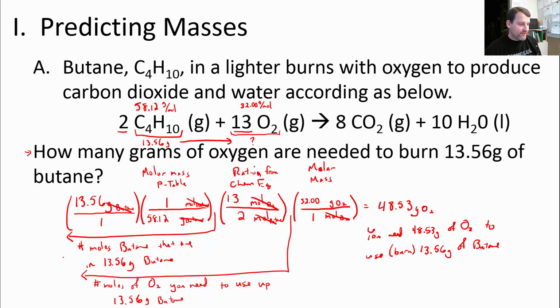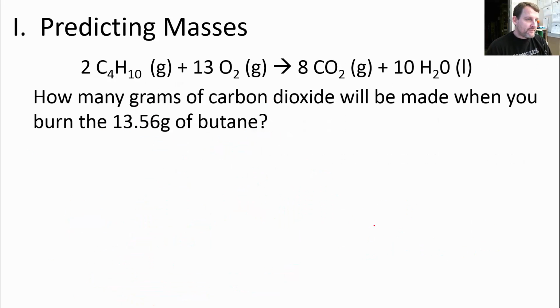Now remember, if you can't do the explanations, you're not there yet. Keep working hard at it. All right. Let's do another practice one. This is fun. So we have the same equation still. We still have butane with oxygen making carbon dioxide and water. But this time we're like, well, if we burn that same 13.56 grams, we know we need 48 point whatever grams of oxygen. But how much carbon dioxide will we make?